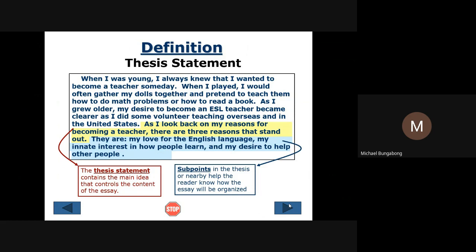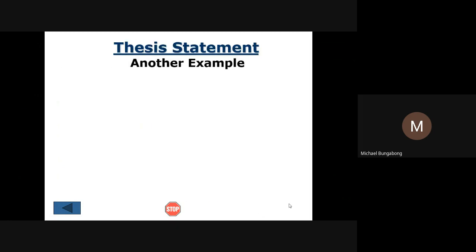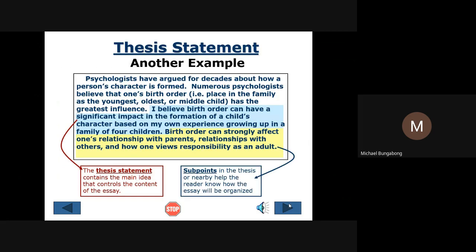The sub-points in there, in the thesis or nearby, will help the reader know how the essay will be organized because of those sub-points or subtopics that you put in there, okay? So just in case that you are confused, I'll give you another example. Try to study this introductory paragraph.